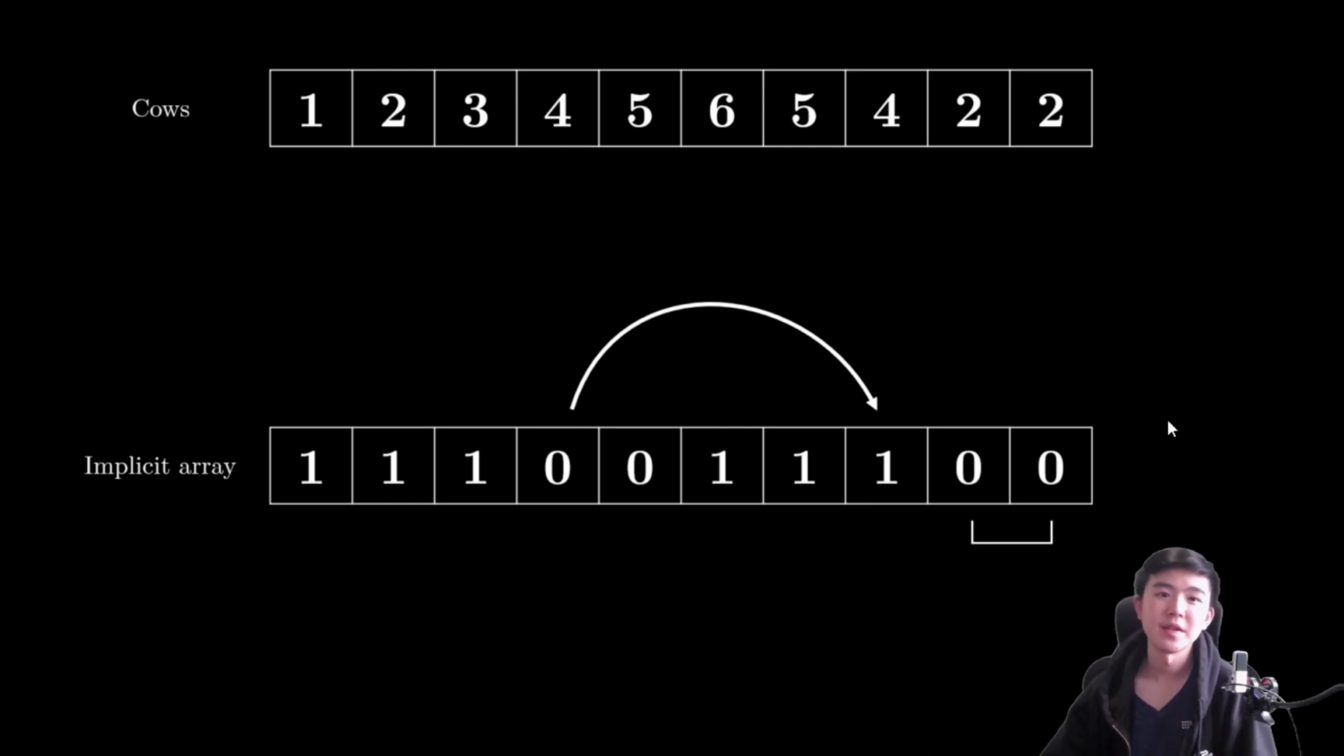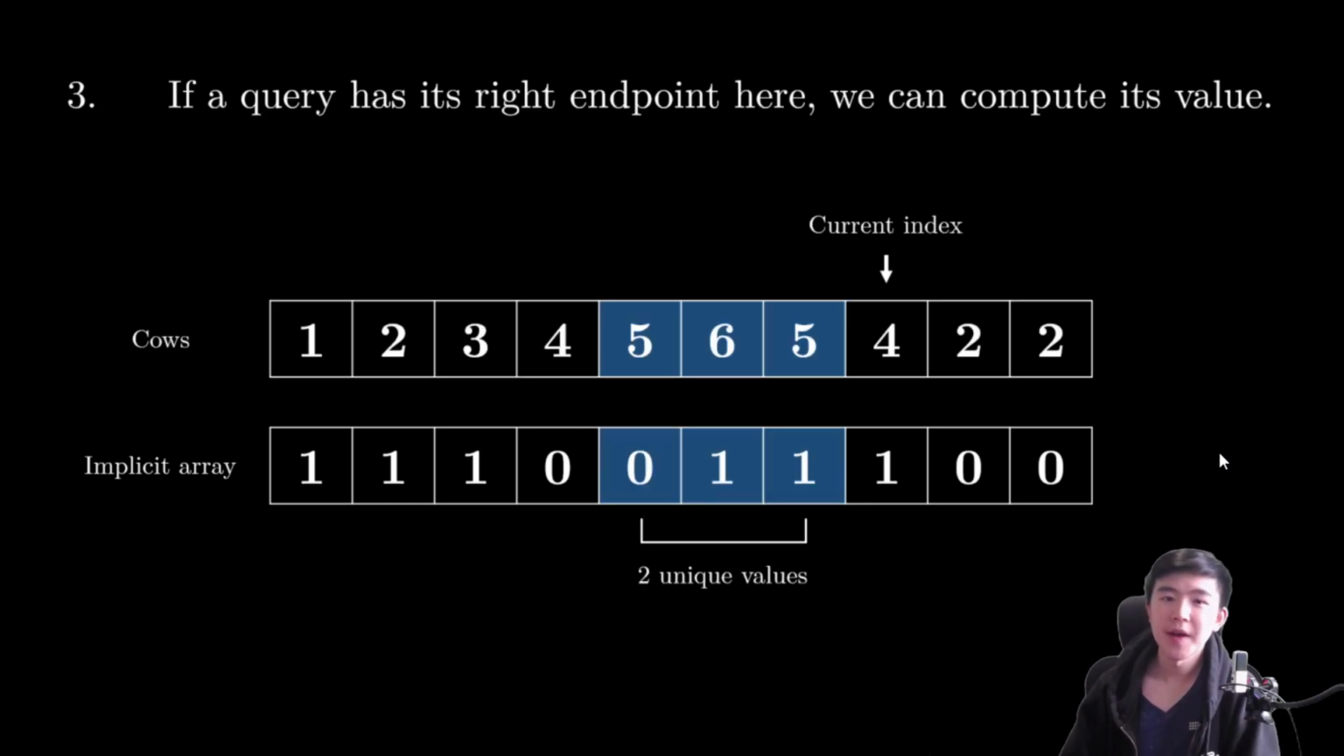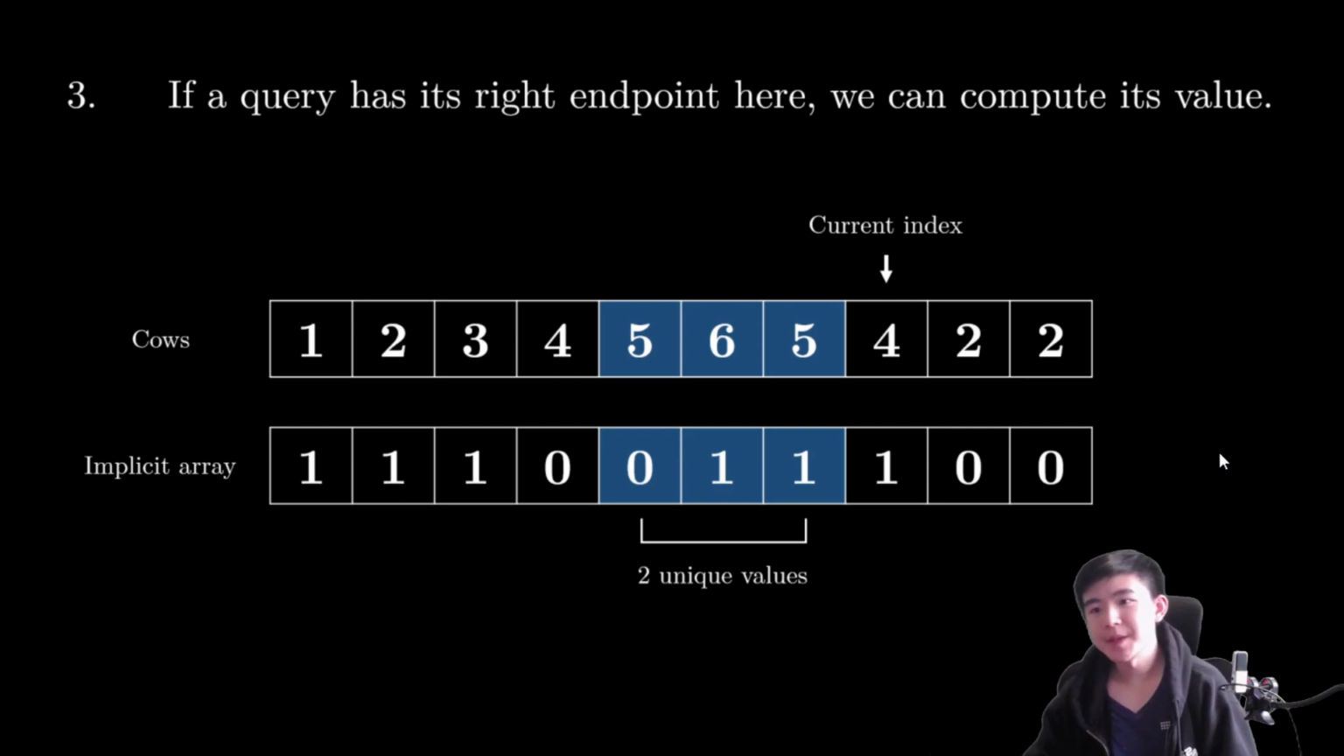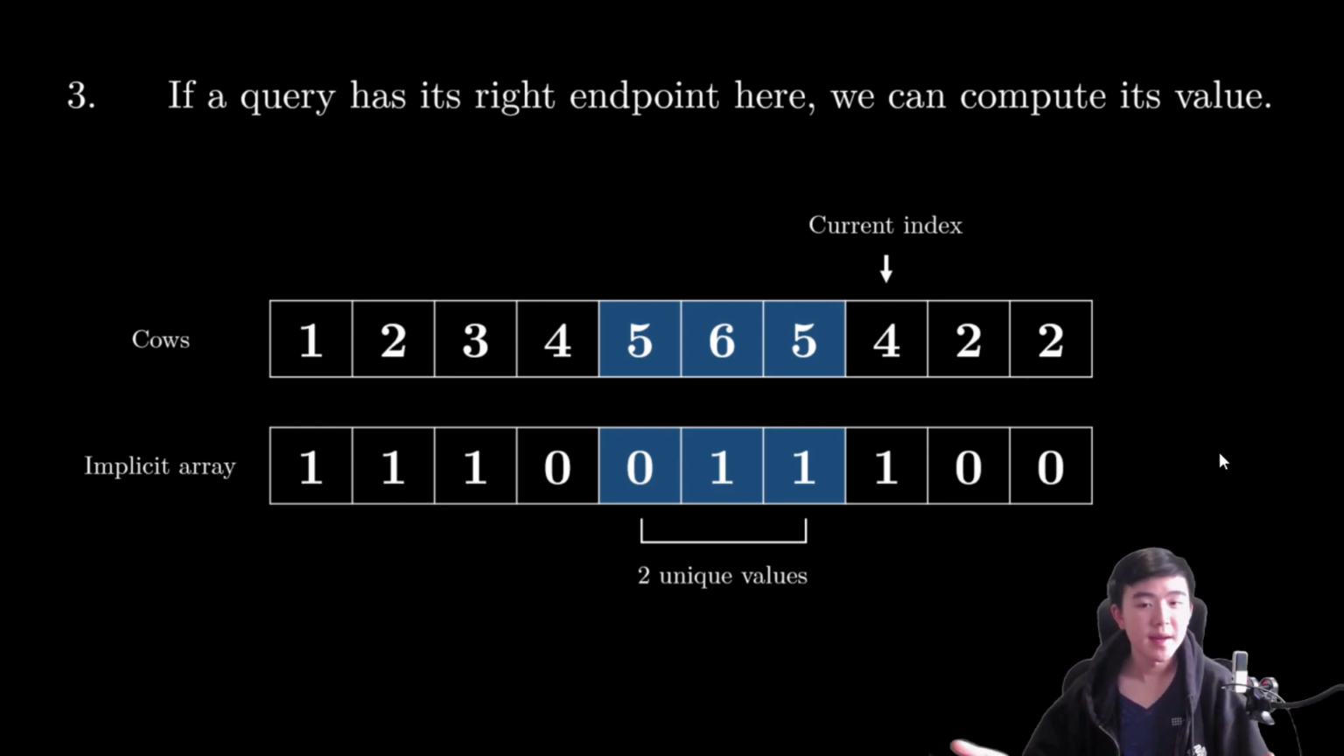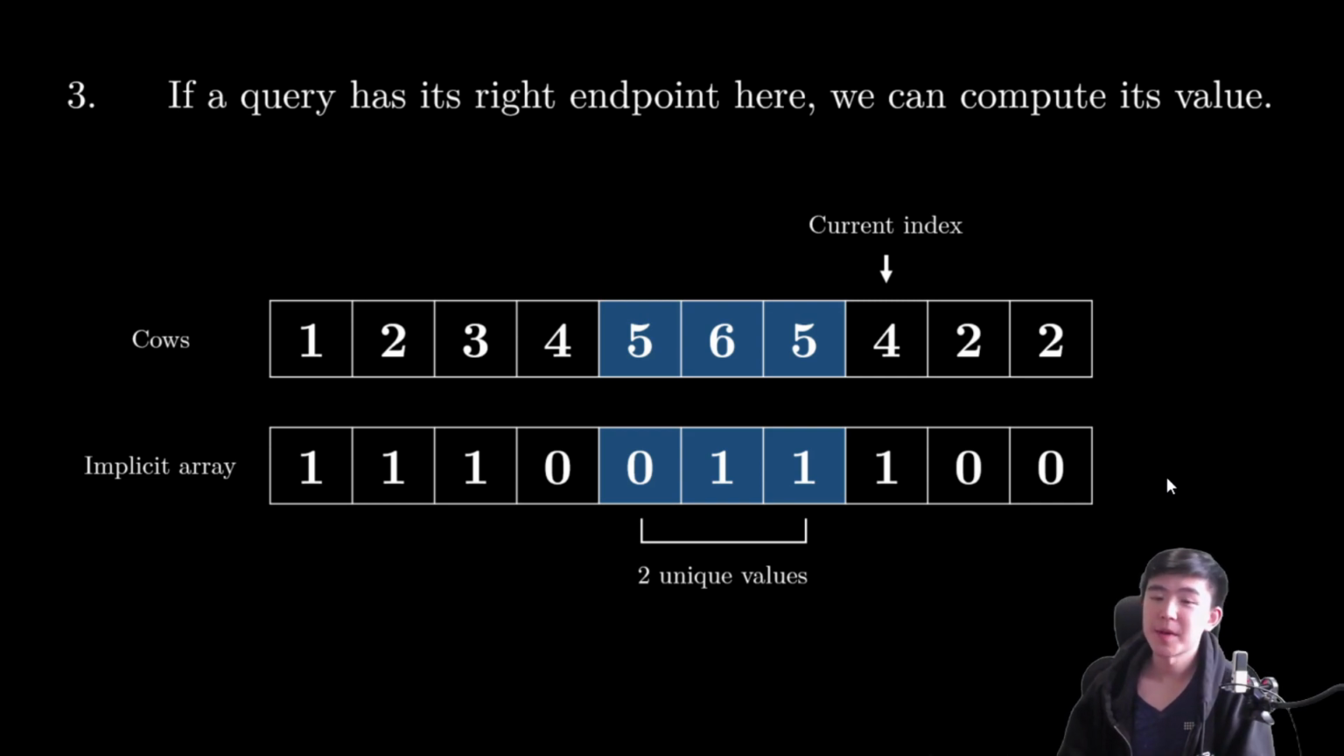After those first 2 steps of updating the representative, we do the third step in the loop, which is if a query has its right endpoint here, then we can compute its value. We don't actually want to include the index itself in the range because we don't want to include the current cow's breed in the number of unique breeds between the current cow and the previous occurrence of its breed. So in this case, we can just take a prefix sum using our Fenwick tree, and that gives us 2 unique values. This is basically counting the number of representatives within that range, and each representative corresponds to 1 unique breed.